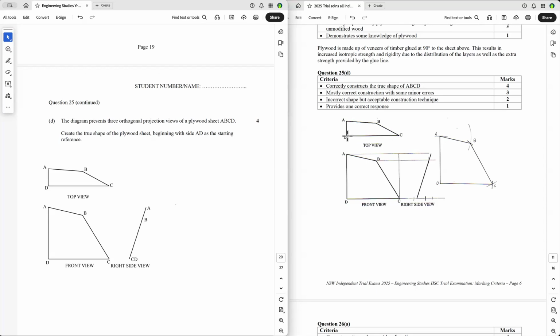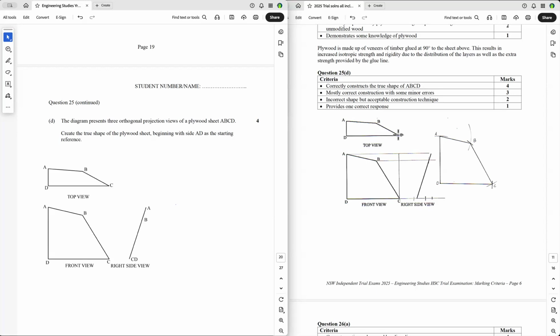Now you see DC. Is DC a true length? You look down here, it's horizontal, so therefore that's a true length. Is this DC a true length? You look up here, it's horizontal, so therefore it's a true length. BC down here, is that a true length? It's not a point, nor is it horizontal, so therefore that's not a true length.